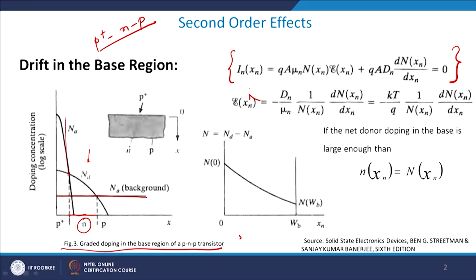In this region, of course, NA is larger than ND, and therefore this is basically your p type. Since it is very large, as you can see, quite large as compared to Nd, we refer to this as a p plus region because the doping is very high.